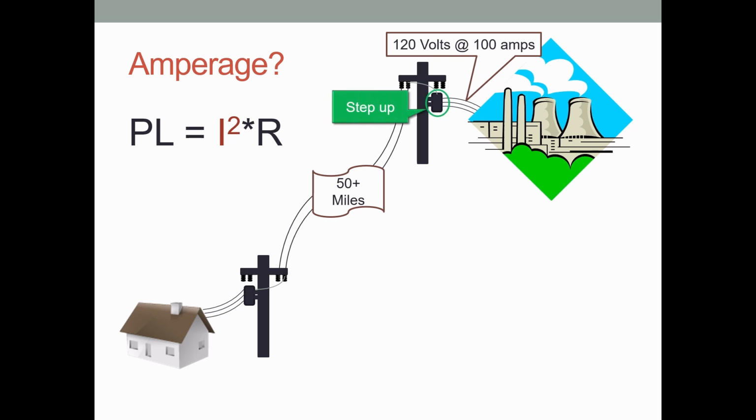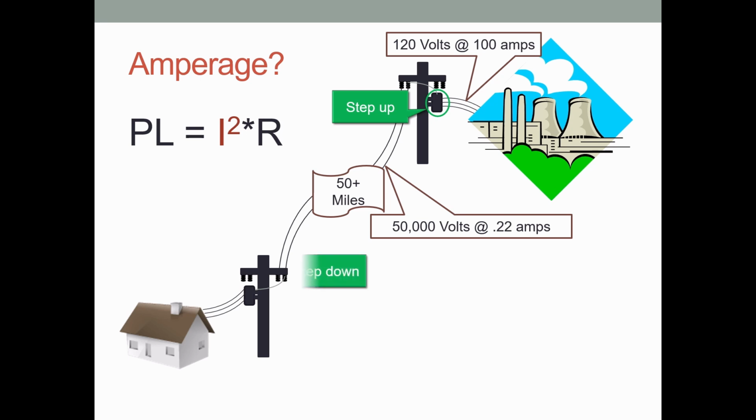And they connect to a step-up transformer near the power plant that increases the voltage to 50,000 volts. In a step-up transformer, when the voltage is increased, the amperage is decreased by a proportional amount, so that if voltage increases to 50,000 volts, the amperage decreases proportionally to 22/100ths of an amp. On the power pole outside your house is a step-down transformer that reduces the voltage back down to 120 volts, and the amperage is restored to the 100 amps.